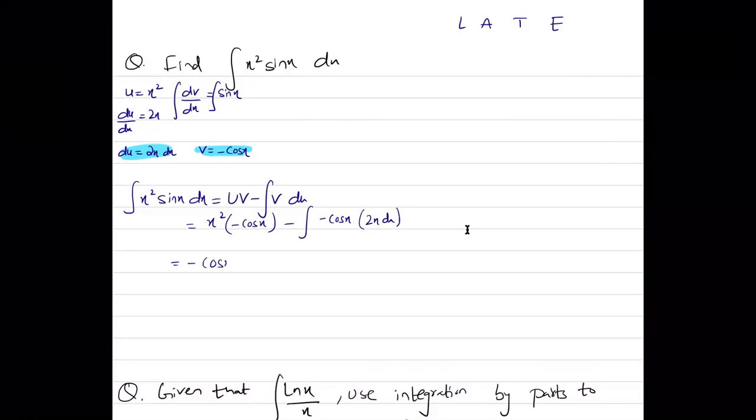So simplifying this expression, I get minus x squared times cos x. This negative and negative is going to be plus. You get integration of, actually you can take 2 common out as well, so you get x cos x dx. Now how do you integrate this x cos x?